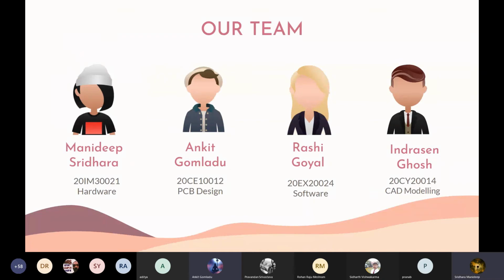So this is our team. Manideep will be working on physically building the project. I, Ankit Gomladu, will be working on the PCB design for the same. Rashi will be working on the Arduino code. And finally, Indrasen will work on the CAD design.